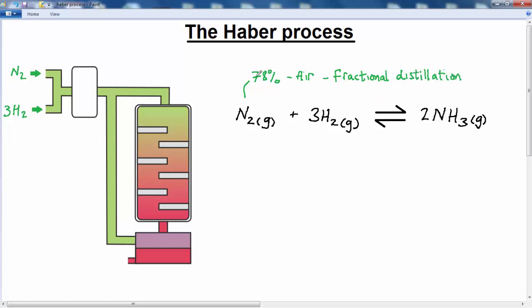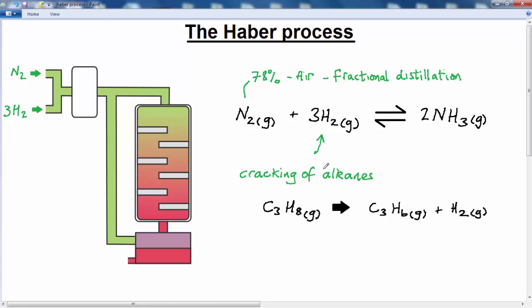So that's where our nitrogen comes from, and the hydrogen, well, that can come from one of two processes: either the cracking of alkanes, which we've looked at in the organic chemistry section. So for example, the alkanes will come from the fractional distillation of crude oil, and they're heated at high temperature and pressure to produce alkenes and hydrogen.